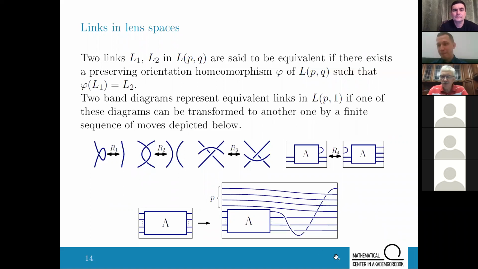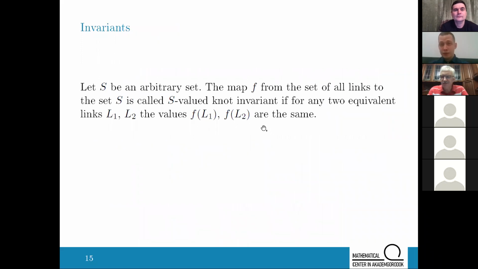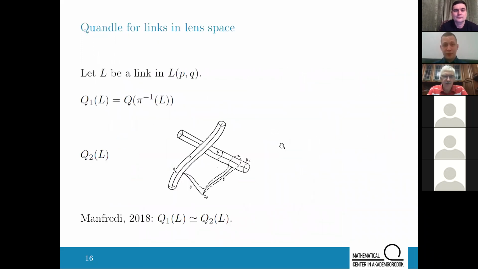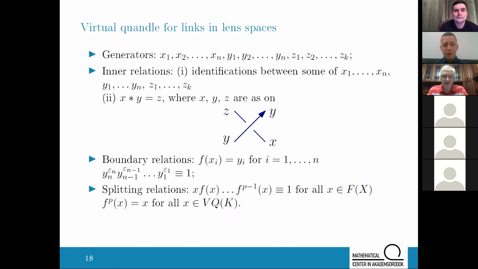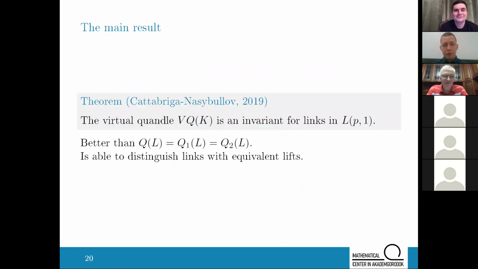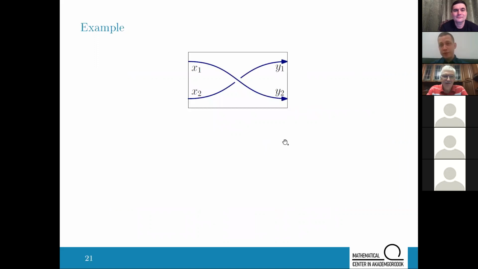So maybe you can tell something about the example, how you calculate. Yes, there are three slides with an example. Let me show you. I think it can be interesting for everybody. We just took an example, very easy. Why did we take this example? Because if we look at, for example, L41, there is a link which has the same lifting as this link, but is not equivalent to this.